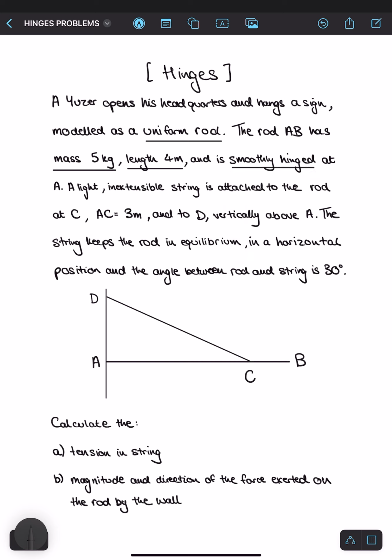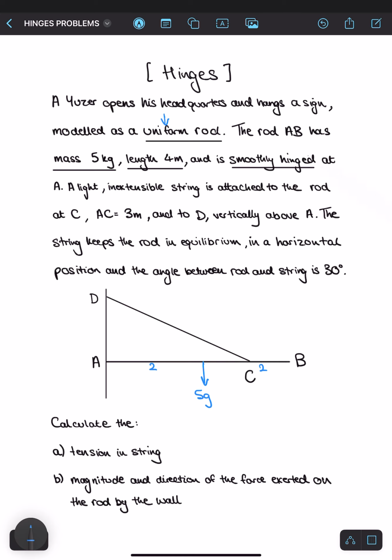So let's label our diagram with this information. The mass is 5 kilograms, so the weight is going to be 5g, and it acts at the center of the rod because it is uniform. So I have 2 meters on either side. Now it's smoothly hinged at A. The word smoothly tells us that there's no friction, and there would be a normal reaction at the hinge.